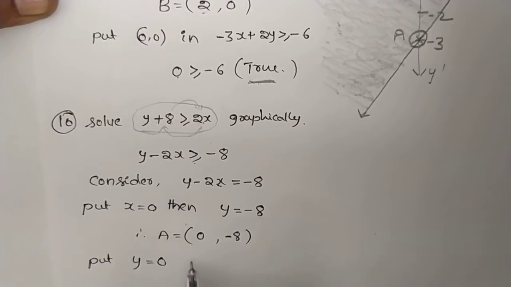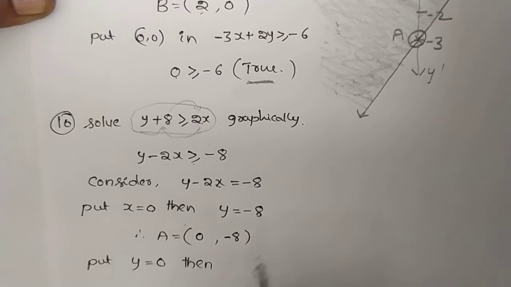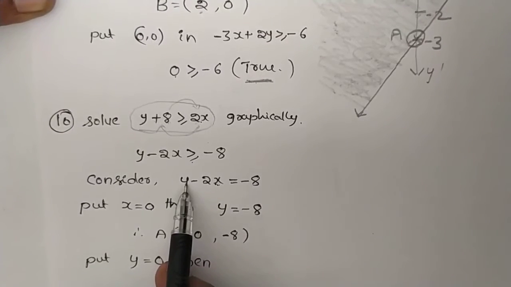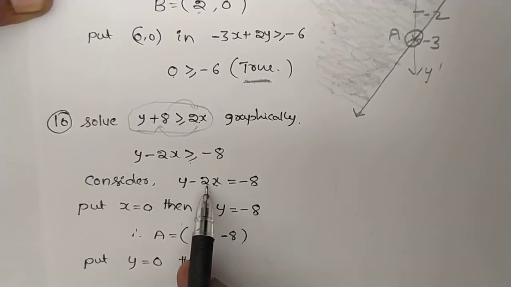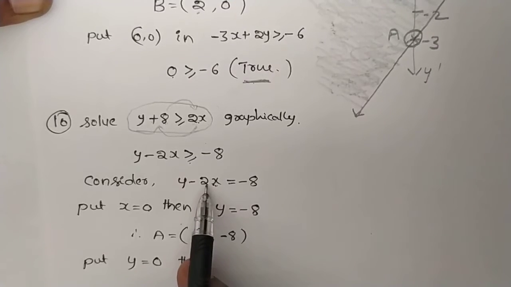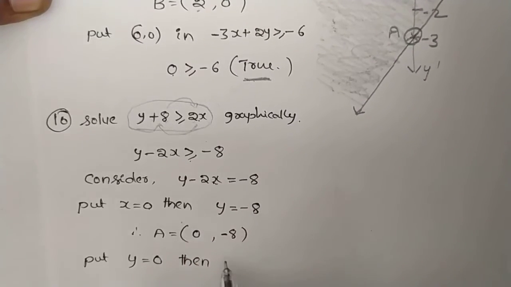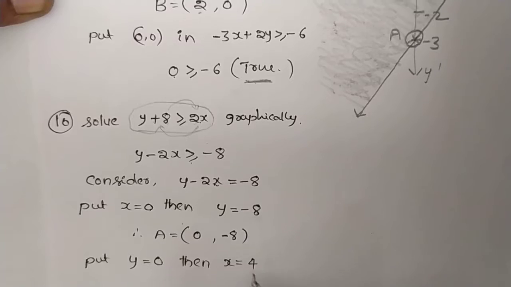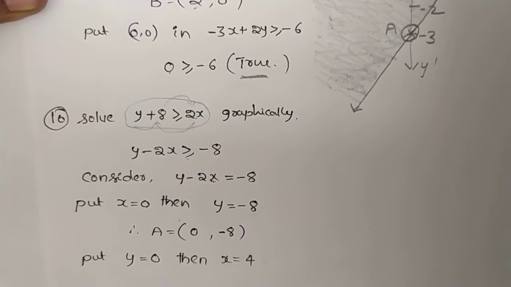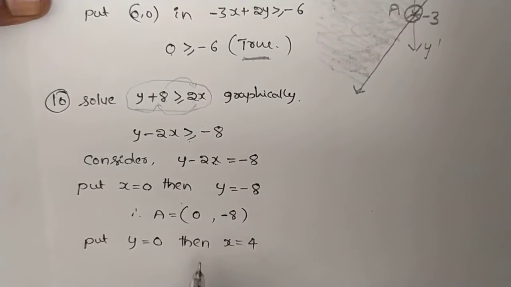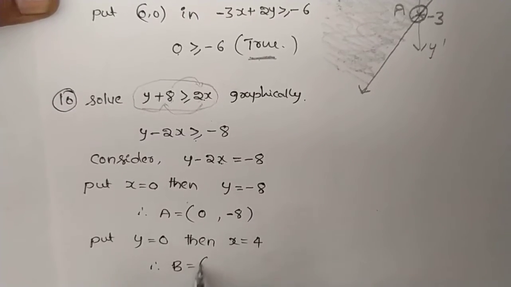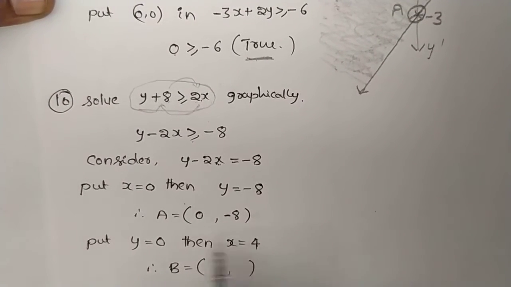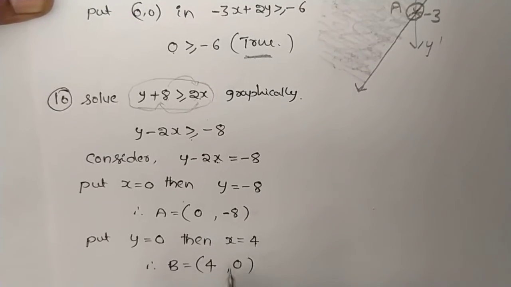Similarly, if we put 0 in place of y, then what will we get? 0 minus 2x equals minus 8, minus 2x equals minus 8, then x equals plus 4. If you want to simplify, you can simplify. Point B will be x comma y, 4 comma 0.